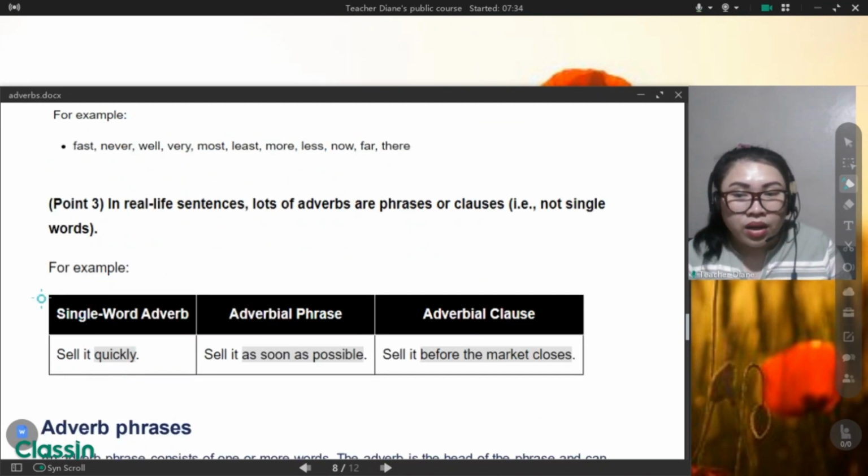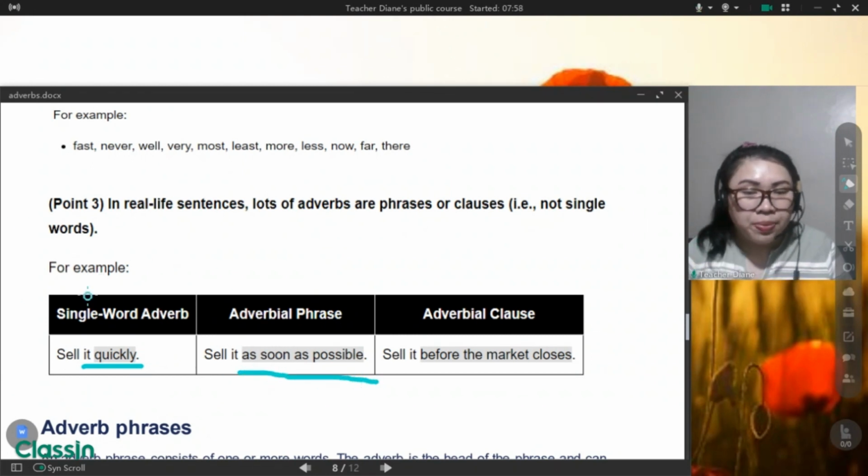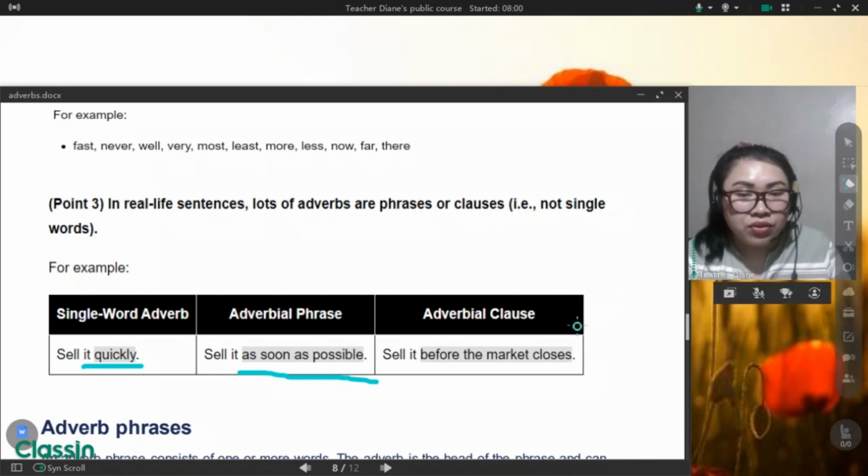For example, for a single word adverb, we have: sell it quickly. One word adverb. For the adverbial phrase, we have: sell it as soon as possible. As soon as possible is our adverbial phrase. Here we have an adverbial clause: sell it before the market closes.